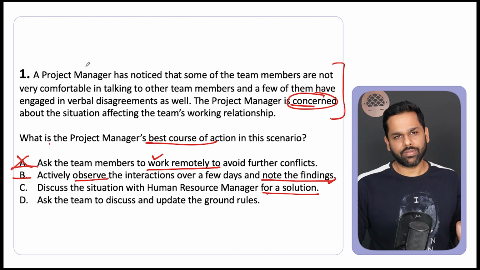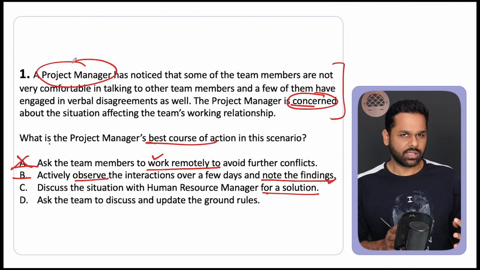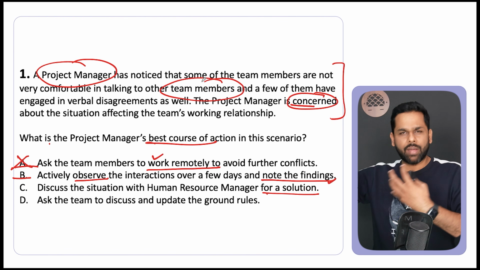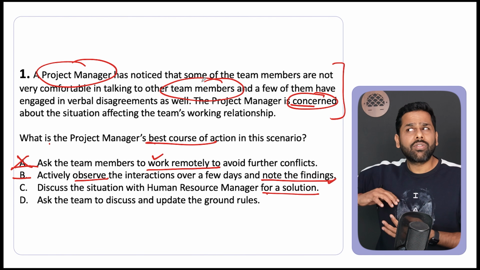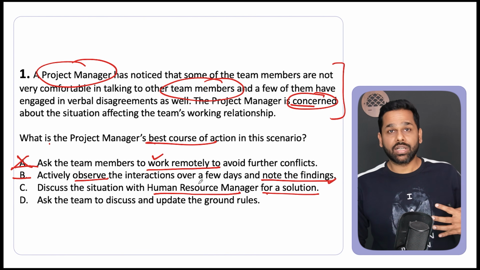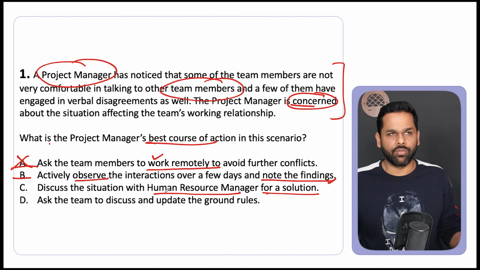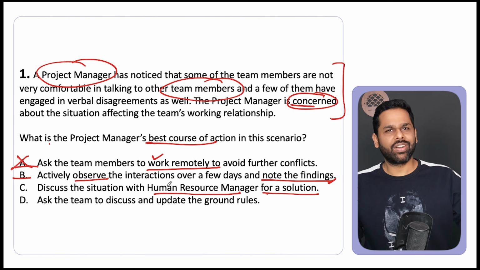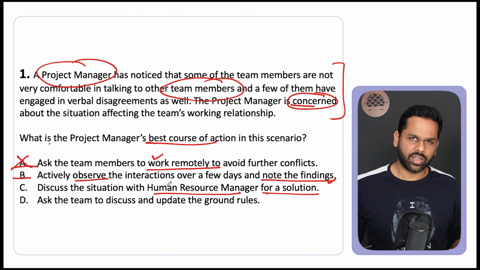The point is that us as project managers, and we have team members. So there's a concern within the team members, and I am the project manager. Why do I need to involve anybody else? Okay, whether it was a sponsor, whether it was functional manager, whether it was a resource manager, whether it is human resource manager, anything. Why would I want to involve anybody else? I'm the leader of the team. There's a conflict within my team. We should be able to resolve it.